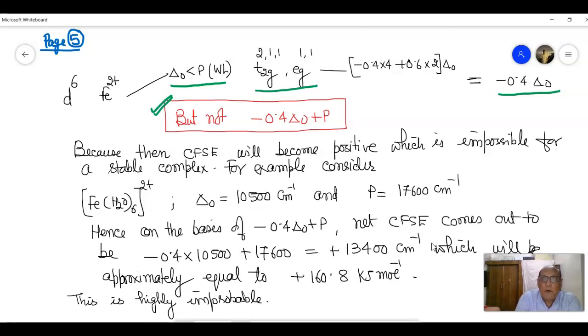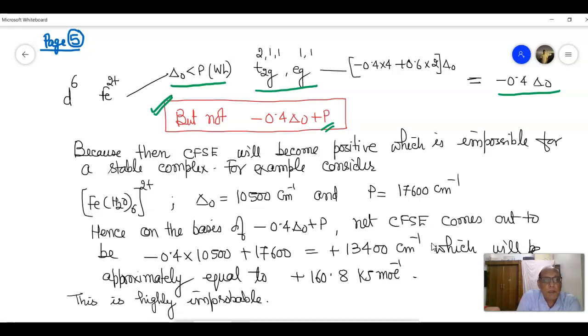Don't add P wherever you find a pair of electrons. If you put P here, then what will happen? This is wrong. Why is this wrong? Because then CFSE will become positive, which is impossible for a stable complex.